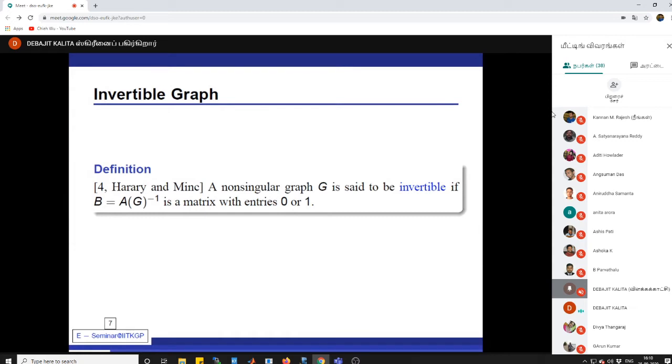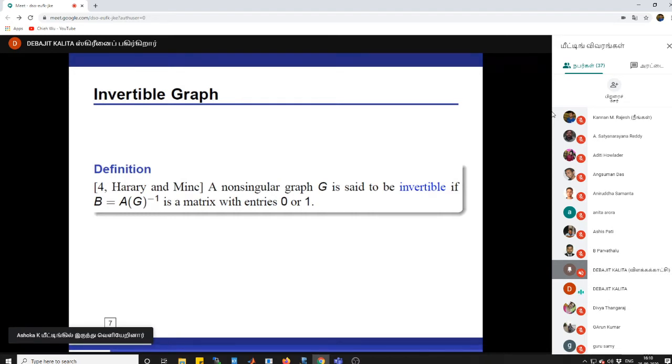So for non-singular graphs, because the adjacency matrix has an inverse, Harary and Minc thought of the inverse of a graph, and they defined that a non-singular graph is invertible if the inverse of its adjacency matrix is a matrix with entries 0 and 1.